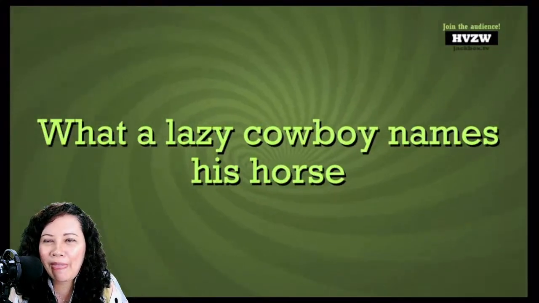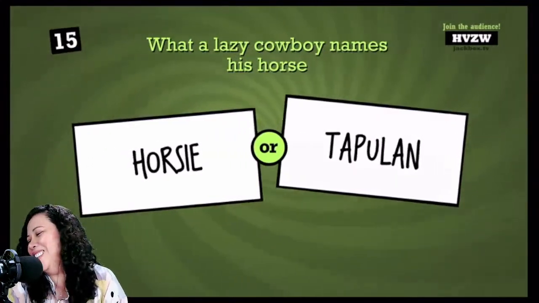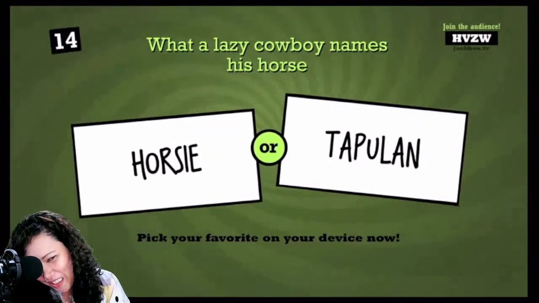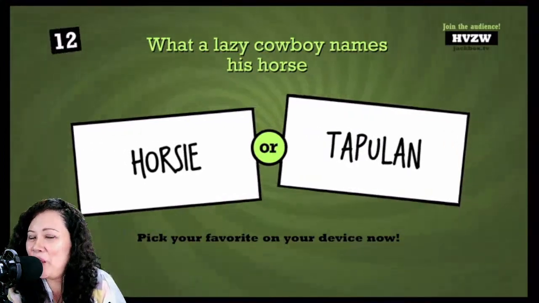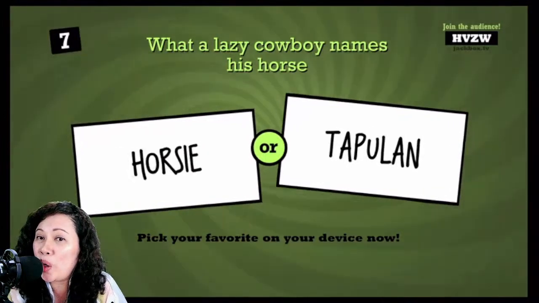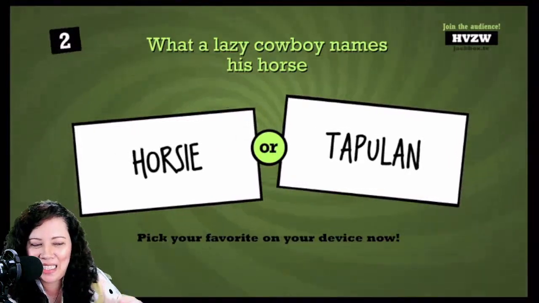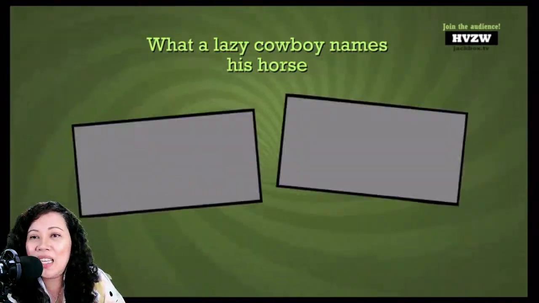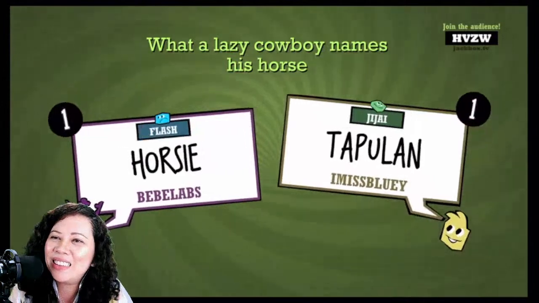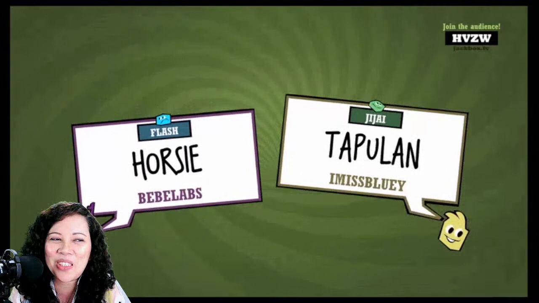Next in line, what a lazy cowboy names his horse. Vote on your devices. Okay, for the viewers' sake, Tapulan is a local dialect word for lazy in our place. Tapulan means lazy. Its equivalent English name is lazy. It's 50-50. I didn't vote. Sorry. Oh, now I get it.